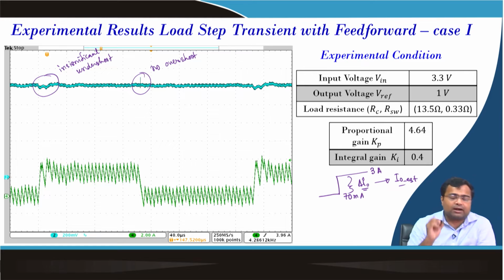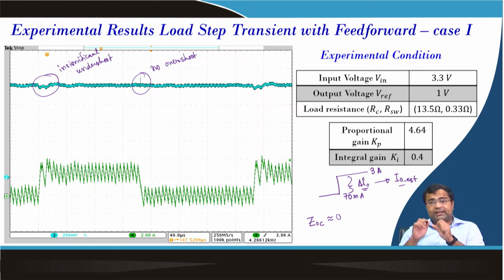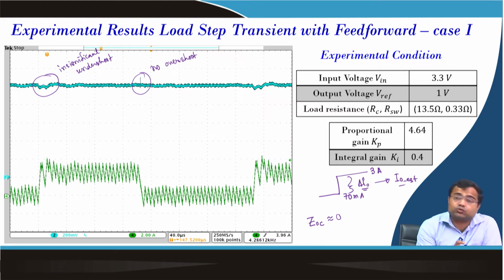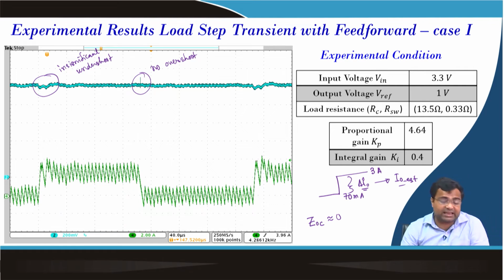That means what we learned: closed loop output impedance with load feed forward was approximately 0. If it is perfectly 0, then it should not have any overshoot or undershoot effect. Overshoot is almost vanished, and undershoot should also vanish if it is exact.